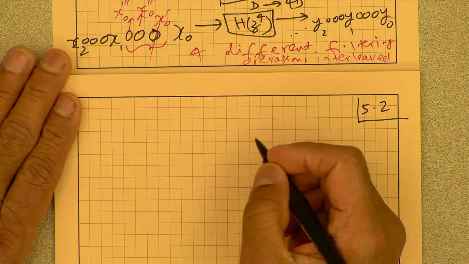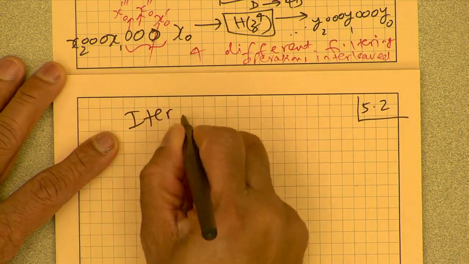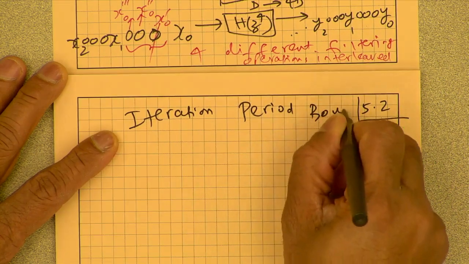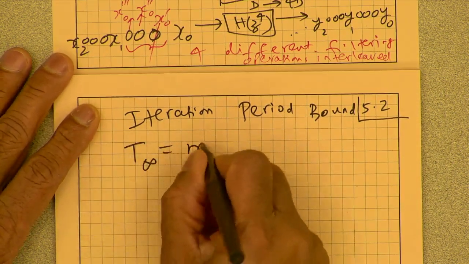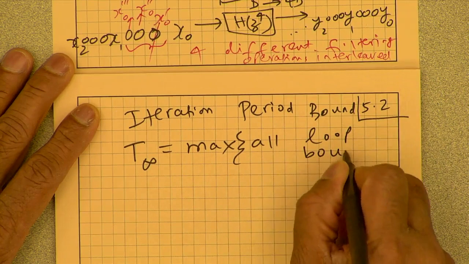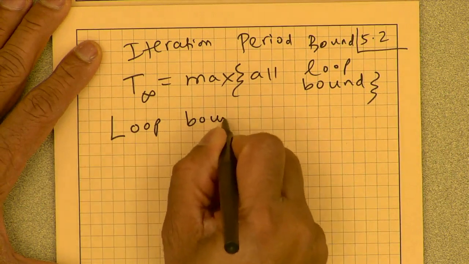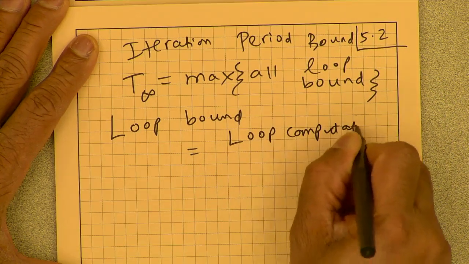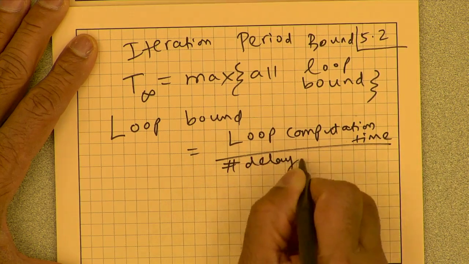However, when there is feedback, then the circuits have a fundamental iteration period bound. We briefly talked about this before, the so-called iteration period bound, which is the maximum of all loop bounds. And we talked about what a loop bound is: a loop bound is the loop computation time divided by the number of delays in the loop.